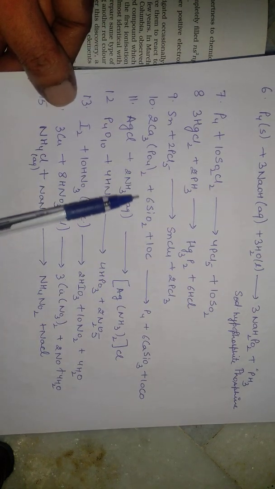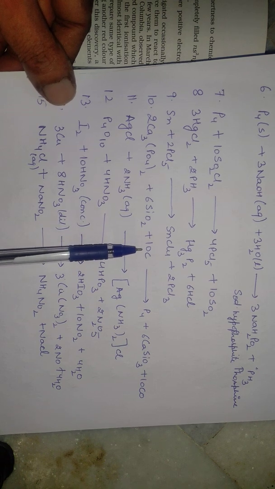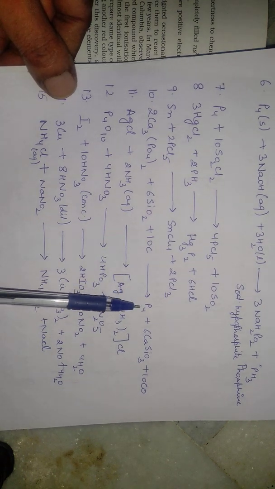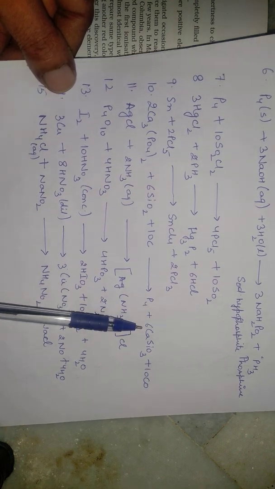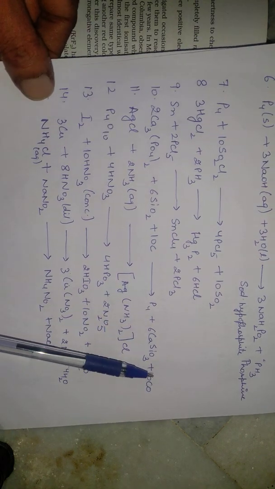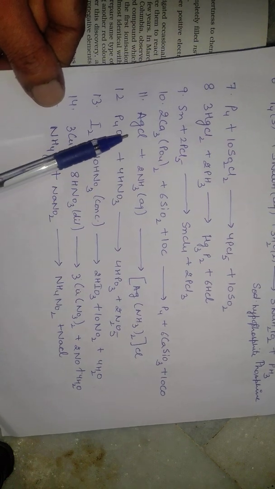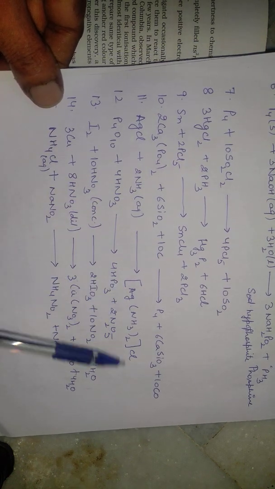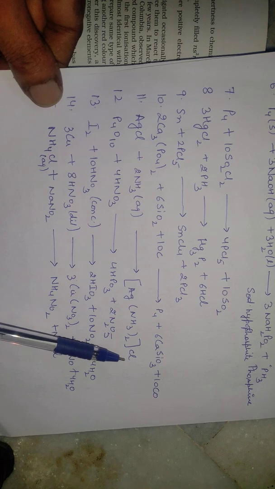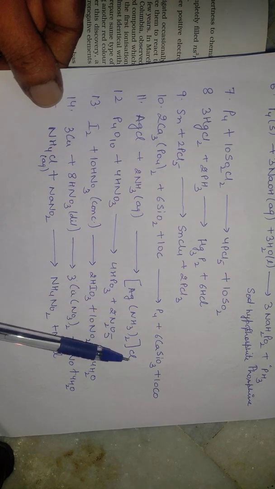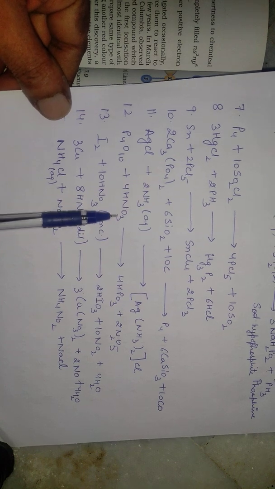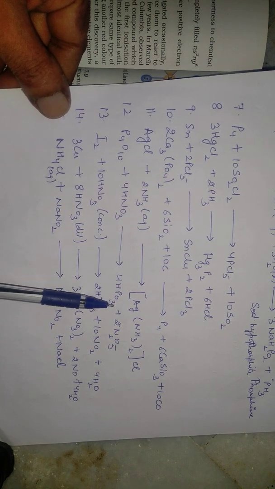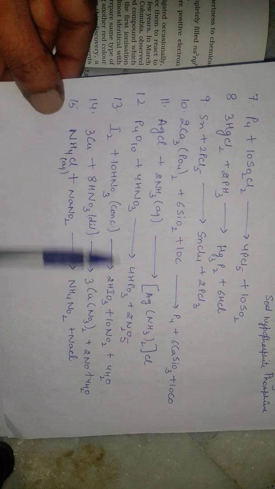Similarly, calcium phosphate reacts with silica in the presence of carbon, resulting in the formation of P4, that is phosphorus as a P4 molecule, calcium silicate, and carbon monoxide gas gets liberated. Silver chloride, when it reacts with ammonia, results in the formation of a complex. Here you can see this is a complex of silver and ammonia with chloride. Phosphorus oxide, when it reacts with nitric acid, results in the formation of HPO3, and N2O5 gets liberated out.